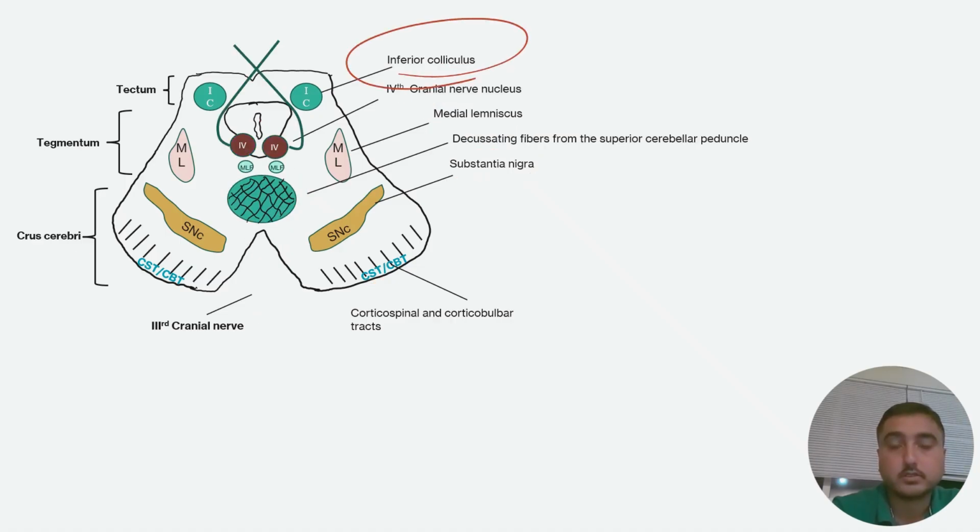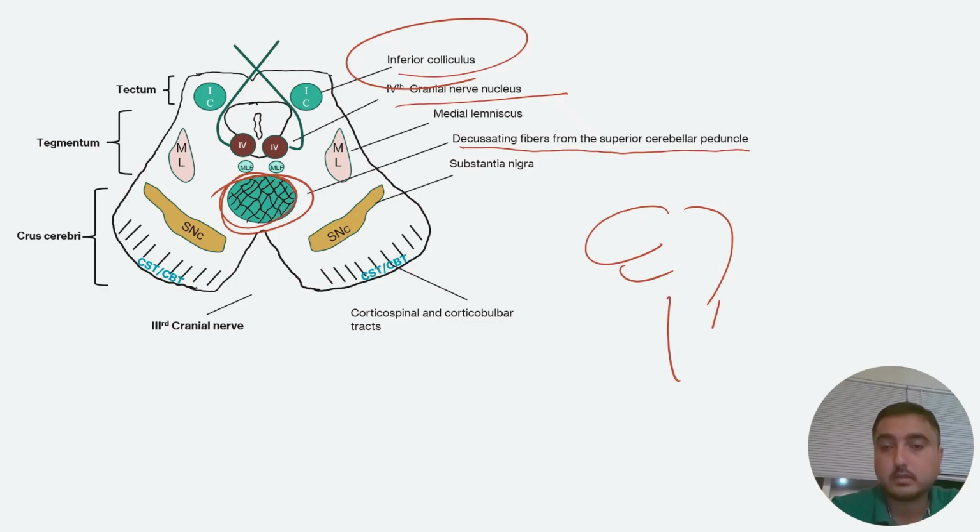At the level of the inferior colliculus we don't have the 3rd cranial nerve nuclei, we rather have the 4th cranial nerve nucleus, and there is no red nucleus over here. You can see that there is this structure in the middle, so these are the decussating fibers from the superior cerebellar peduncle. Remember, the fibers from the superior cerebellar peduncle originate in the cerebellum and then ascend towards the midbrain, as I've discussed in my video on the red nucleus. So these decussating fibers lie at the level of the inferior colliculus, right?